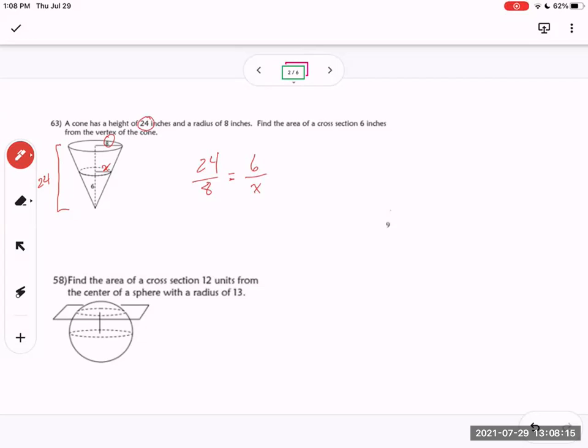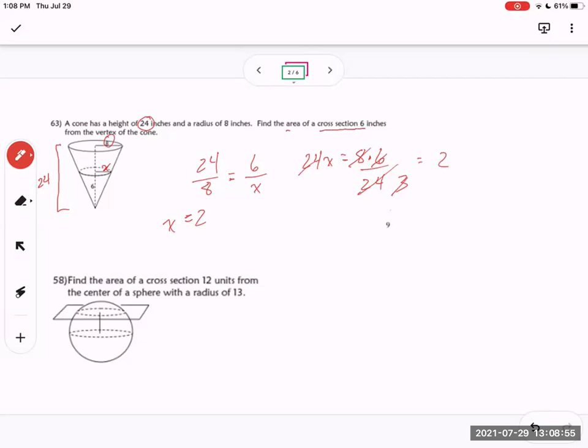Okay, so now what we do is we cross multiply this. So this is 24x equals 8 times 6. Now notice I'm not actually multiplying the 8 and the 6 together. You'll see why in a second. So x equals, divide by 24. x equals 8 times 6 over 24. And I'm going to just cancel the 24 and the 8 because you know 24 is 8 times 3, right? So there's 3. And then I'm going to cancel the 3 and the 6 because 6 is 3 times 2. And so this just equals 2. So x equals 2.